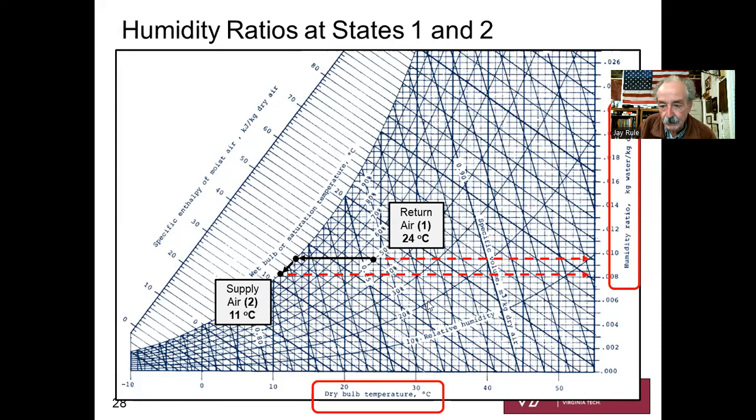Humidity ratios. Well, let's go read across state 1, horizontally across. We'll read across this humidity ratio. And then sure enough, we're cooling below the dew point, so we've got a drip, drip, drip of condensate. Our humidity ratio at state 2, therefore, will be lower. So here's state 2, and we come all the way back across here to a lower humidity ratio. And we'll write those down.